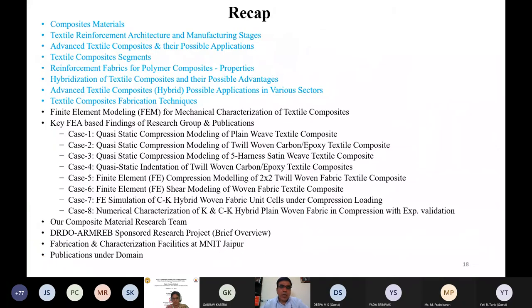Okay, so this is what we have covered up to now in the first segment of our interaction related to these textile composites, where we have not talked about finite element methods. We only talked about this domain called textile composites. So any doubt up to now, please come forward, and then we can move on to finite element methods or finite element modeling.